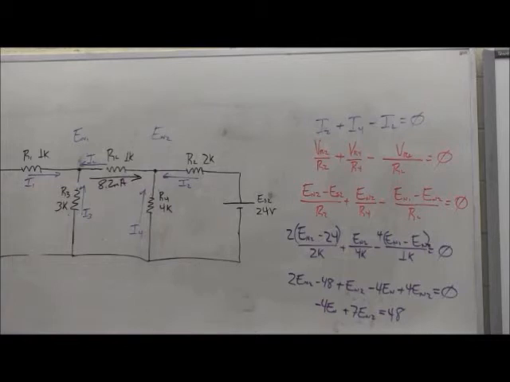From there, you can use the elimination by addition method to solve for node 1 and node 2 voltages. Once you get that, then you can solve for your resistive values and then fill in what your current is. Any questions there? Okay, that concludes the review.